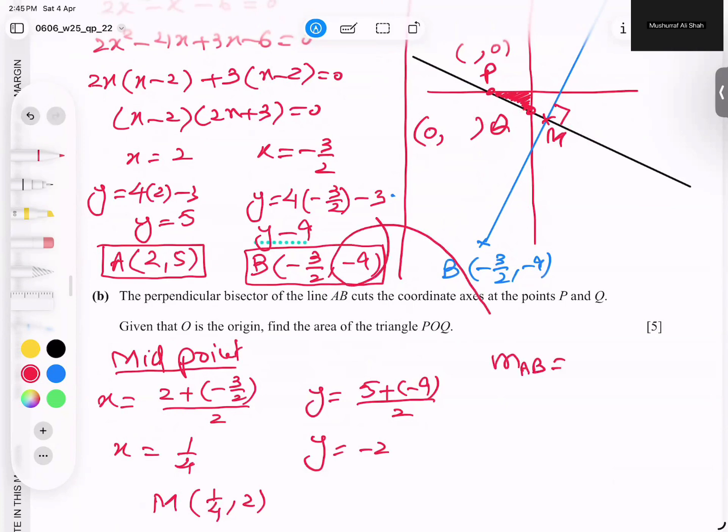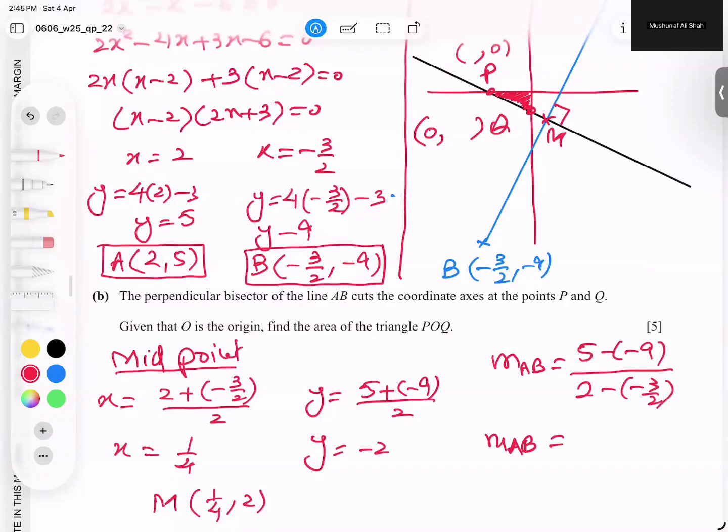So y2 minus y1, or start from here, no problem at all. 5 minus 9 over 2 minus 3 over 2, which I am doing very carefully. On the top, 9 plus 5, 14, and below 2 plus 3 divided by 2, and I'm getting 7 over 2. It will flip up, and 7 2s are 14, 4. So the gradient of AB turns out to be 4.